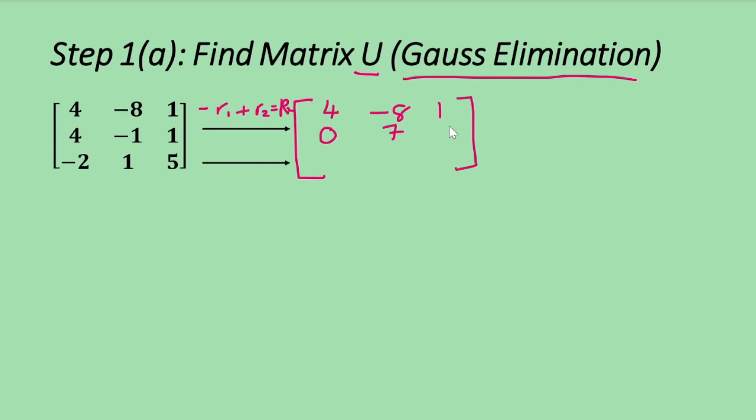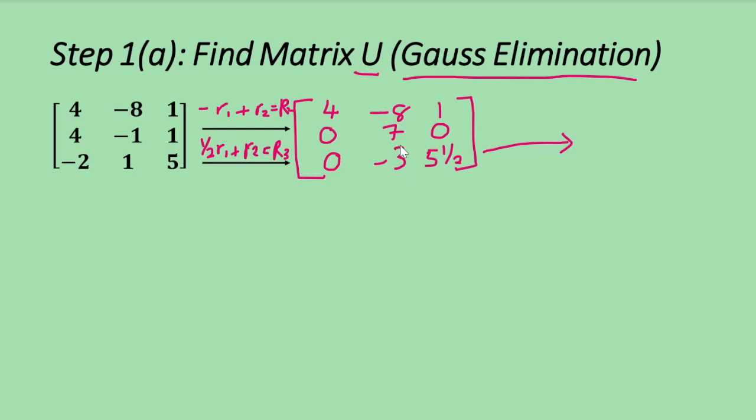And to convert negative 2 to 0, we would have to take negative of negative 2 divided by 4, which is half, multiply with row 1 plus row 3. And this gives us the new row 3. So we have negative 4 plus 1, negative 3, half plus 5, 5.5.